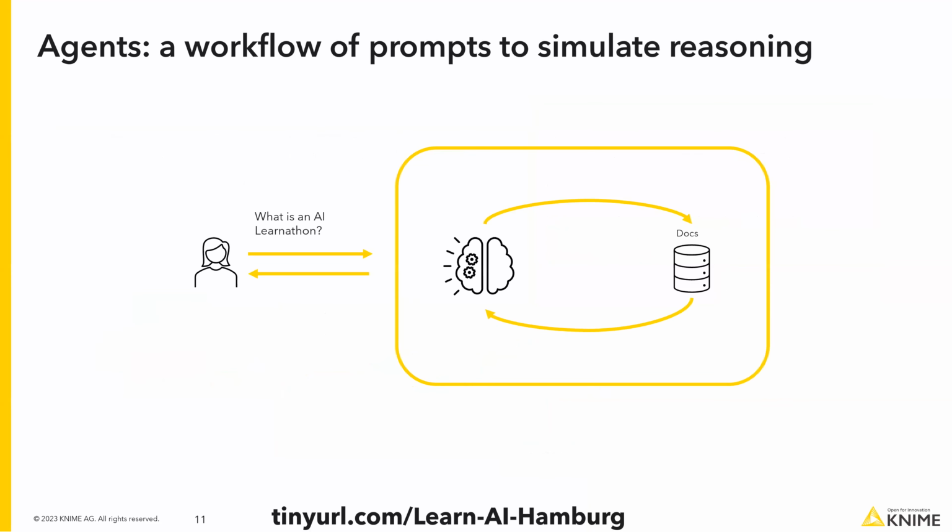The user is asking, what is the KNIME AI Learnathon, right? Then before answering right away, the AI can ask itself, how can I find updated information on this topic? Then it can go into the vector store and think, oh, I could search in this document with the event description. What should I search in this document? I could search the sentence describing the AI Learnathon. And then through this cycle, the AI Learnathon description comes out. So you see, it's not the model that right away is generating the description of the event. It's a sequence of calls that happens internally.